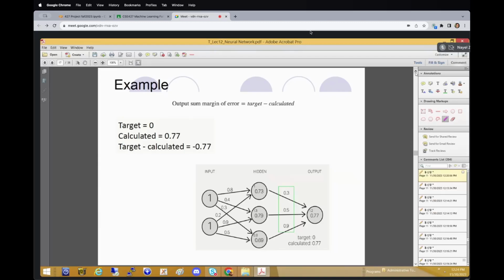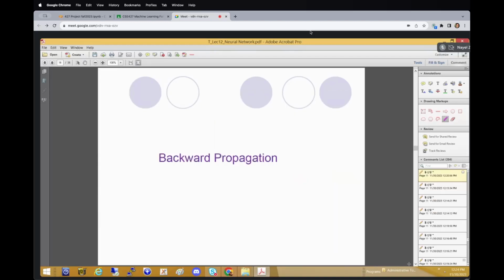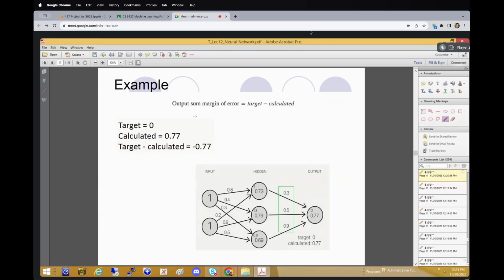In backward propagation, at first we need to find the error. We call it the output sum marginal error. The target is 0 and the calculated value is 0.77. Usually we compute the error as the original minus the prediction. Originally we want 0, but our prediction is 0.77, so target minus calculated, the output sum marginal error will be negative 0.77. So this is the error.